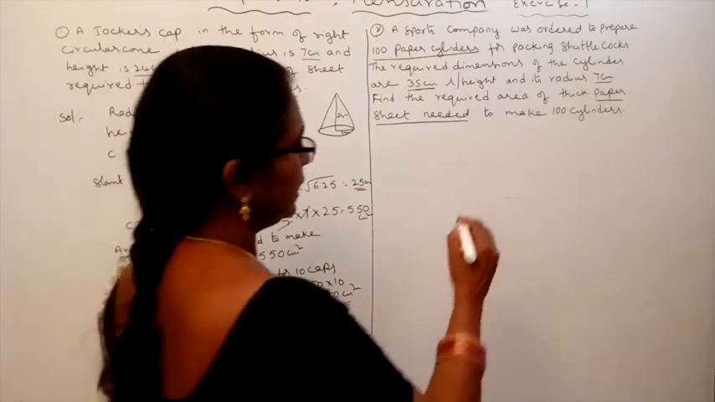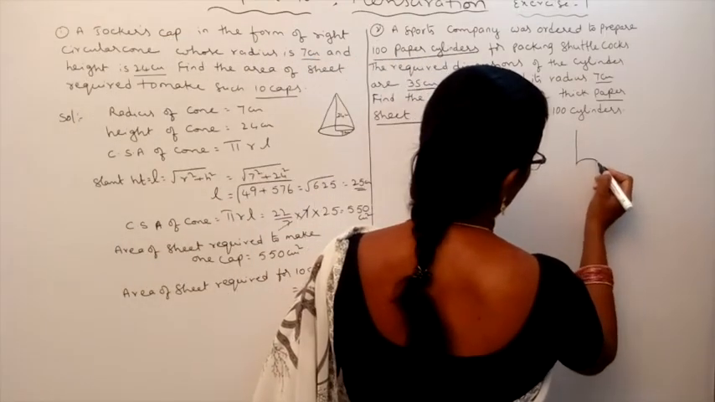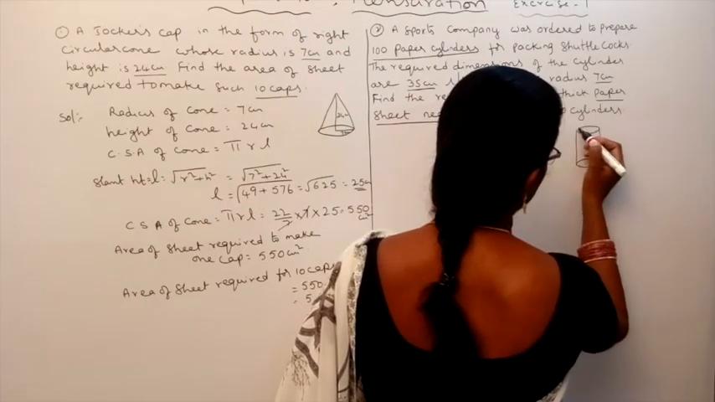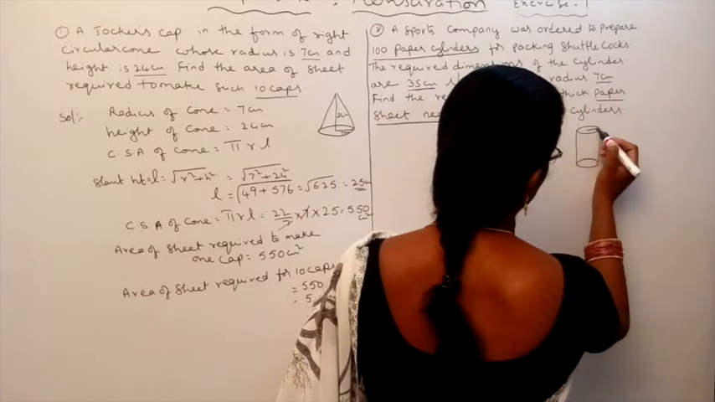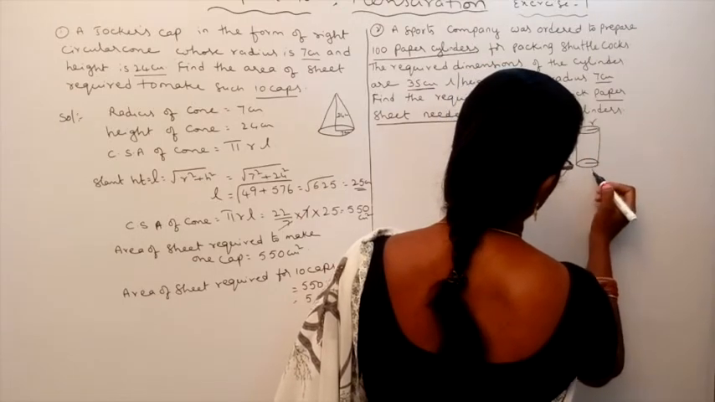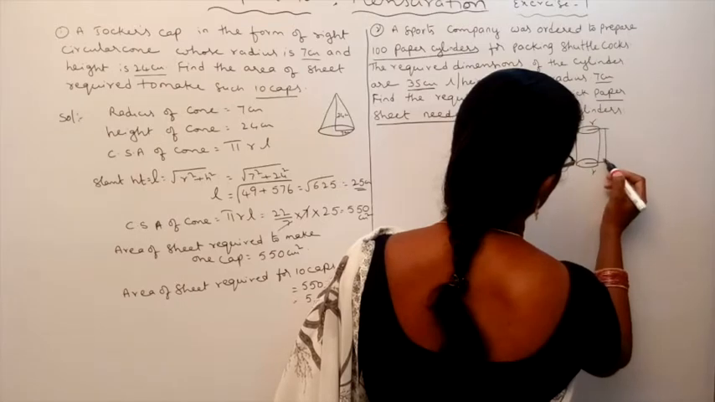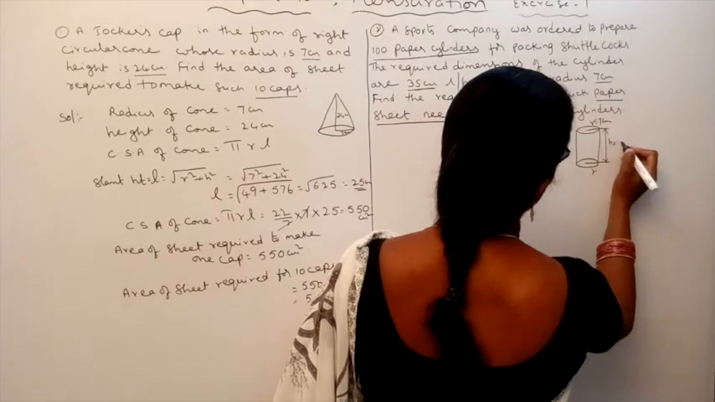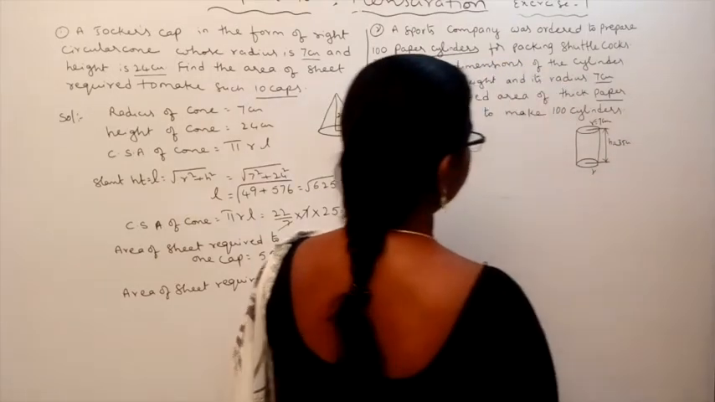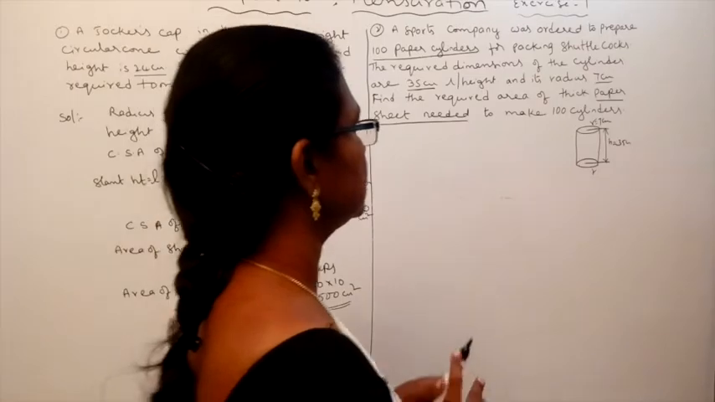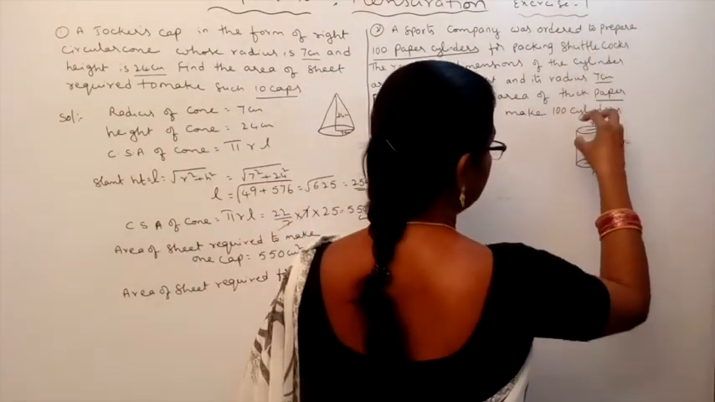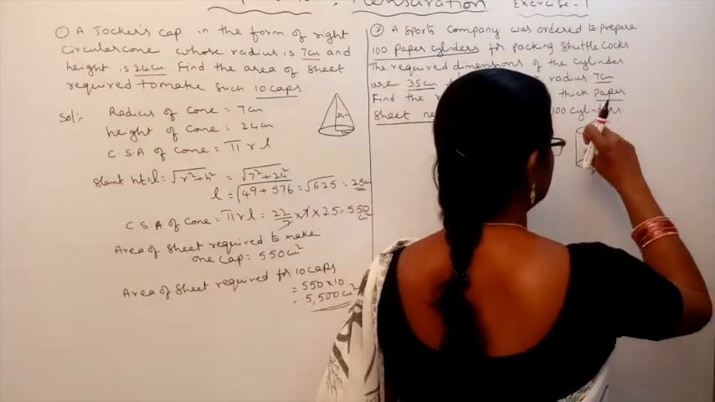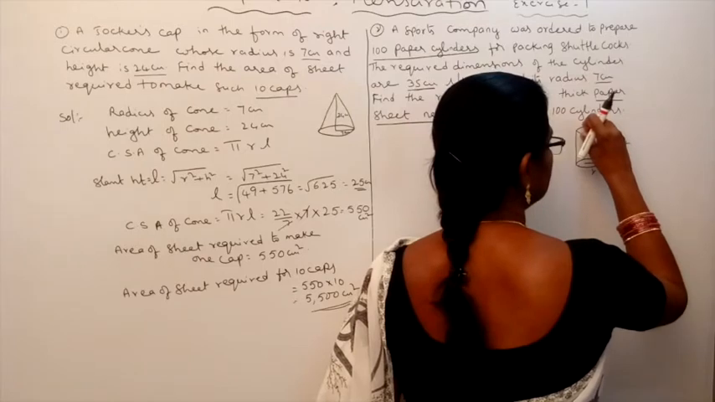Here, a cylinder means the bottom, the base, is in the shape of a circle, and the top is also in the shape of a circle. Radius, radius. Here to here, height. How much radius? 7 cm. Height 35 cm. When you prepare cylinders to pack shuttlecocks, we need top and bottom, because they want to pack shuttlecocks in the cylinder. For that we require top and bottom.